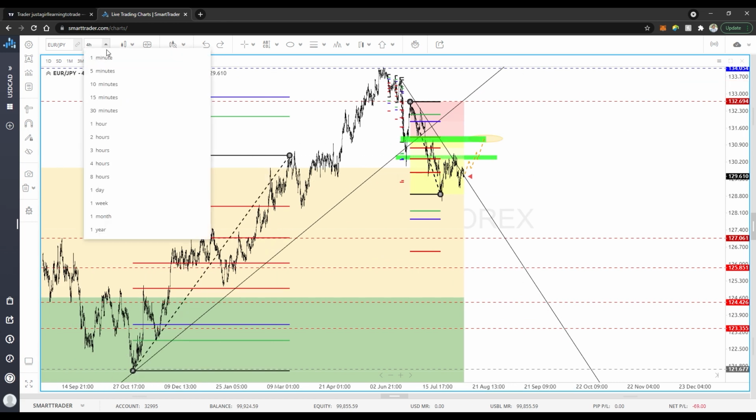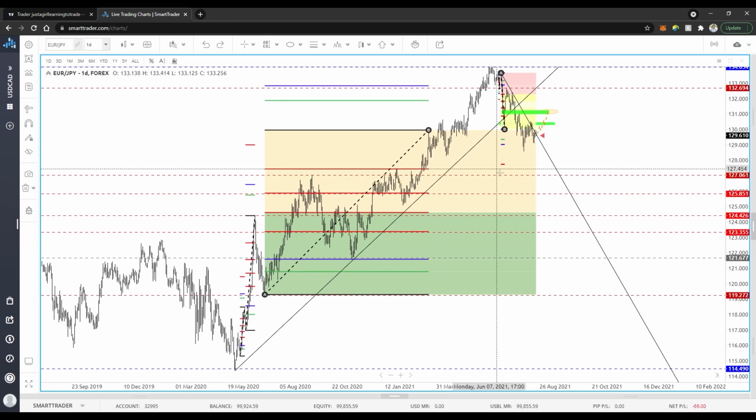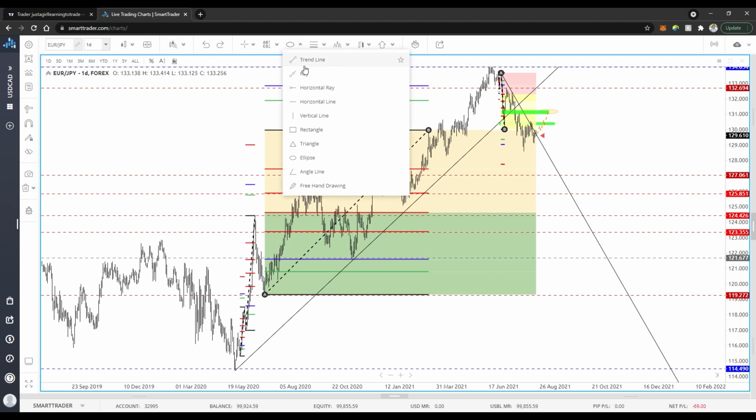Let me go up to a higher time frame just again to see the overall picture of what's happening. So this is a 23.6. This is actually the 38.2. So what we could see after we get that pullback is a continuation to the downside.